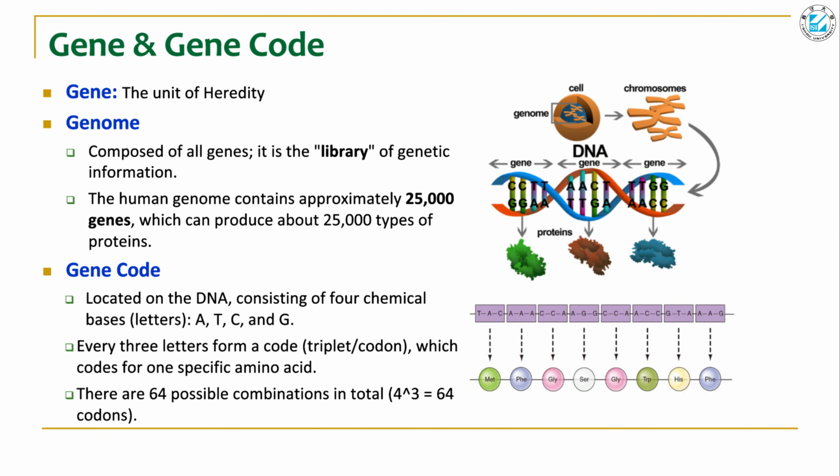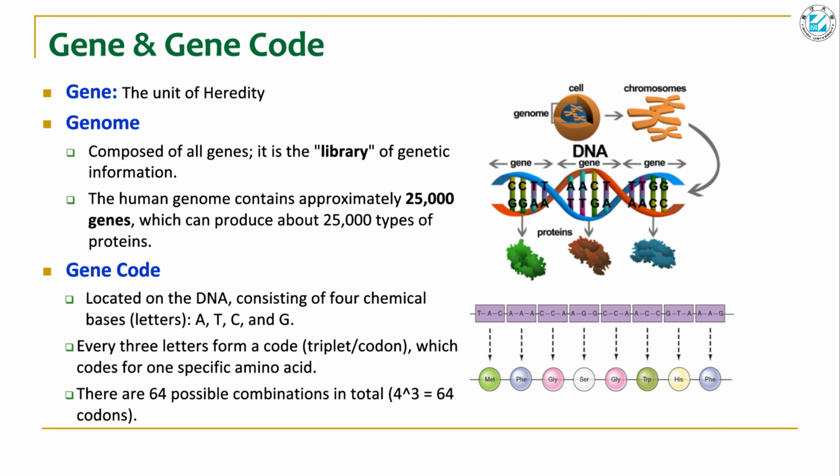And the human genome contains about 25,000 genes and can produce about 25,000 types of protein. So it's huge, with so many proteins produced. So the gene code located on the DNA consists of 4 chemical bases, A, T, C, and G, and a triplet codon codes for one specific amino acid.